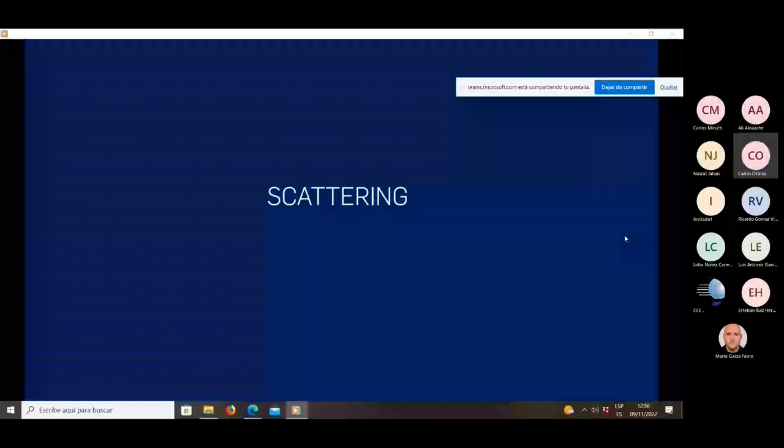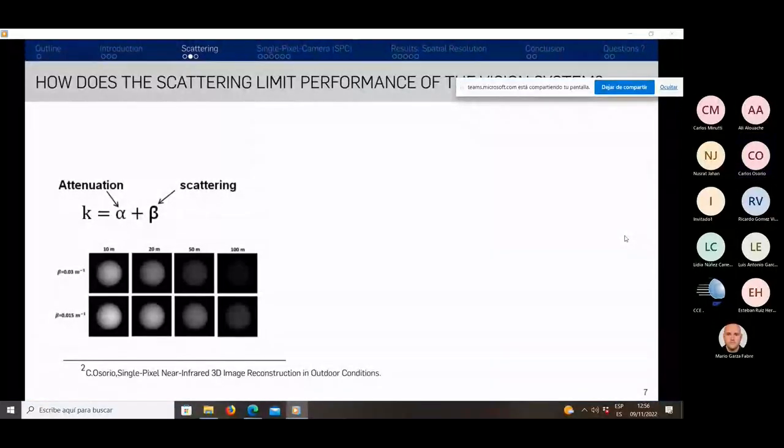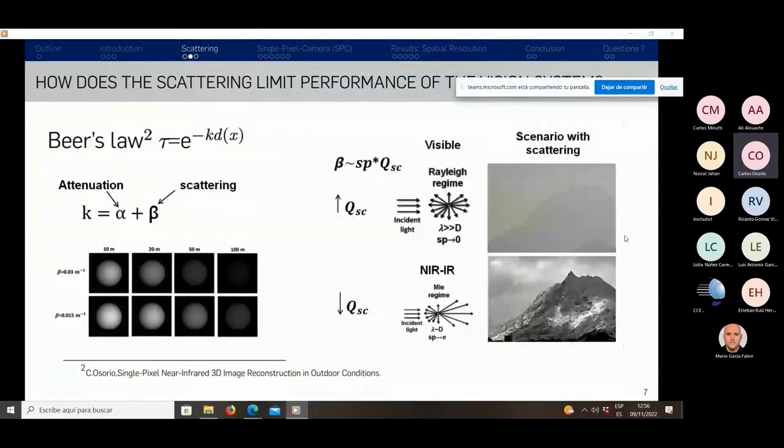Scattering. How does scattering limit the performance of our vision system? When light interacts with particles and water in the air, various physical phenomena occur: reflection, refraction, absorption, and scattering. These effects degrade the signal level counted by the photodetector in the vision system, and the contrast in the imaging is determined to be very low. In the case of images captured in the visible spectrum, the scattering effect is higher than in infrared, for which the visibility is limited to a few meters.